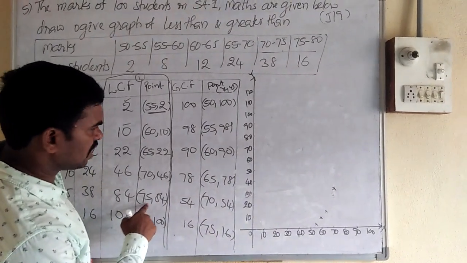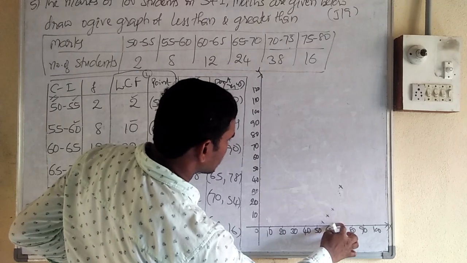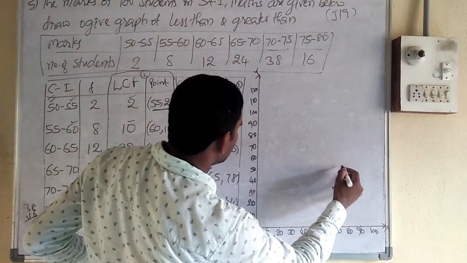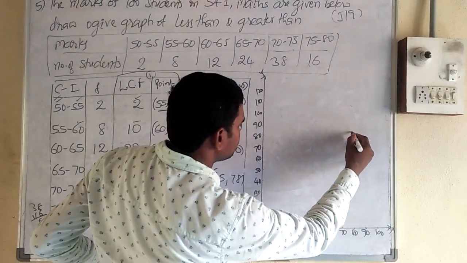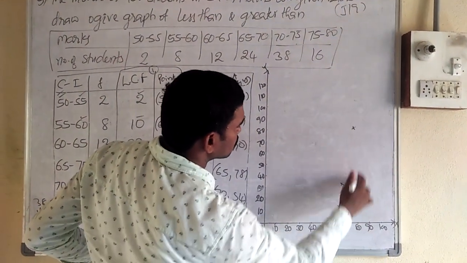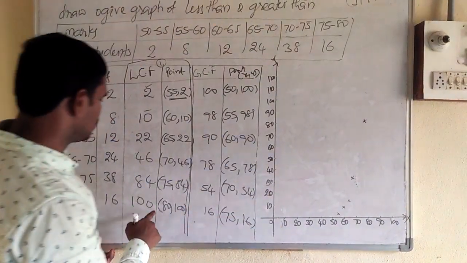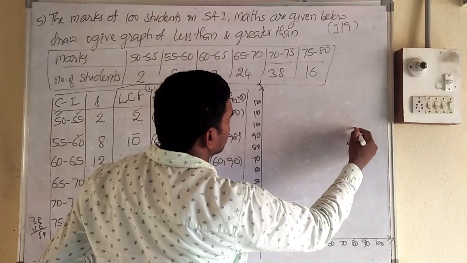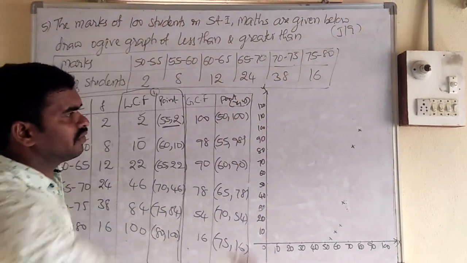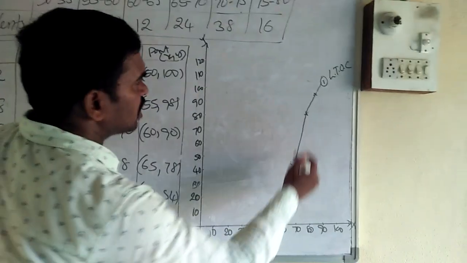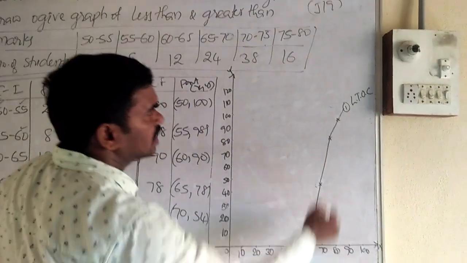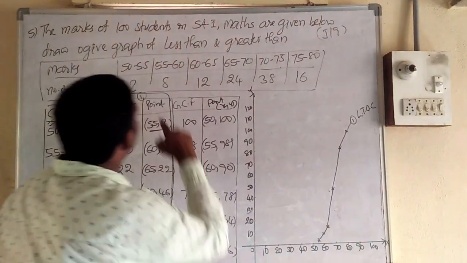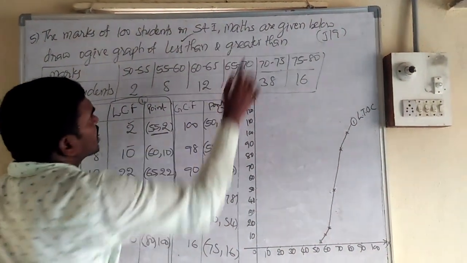So 75 comma 84. 75 comma, so in between this, 84. Next 80 comma 100. Okay, we have to join all the points. I joined all the points, and this is the less than type ogive curve. First one is completed. Next, second, greater than.